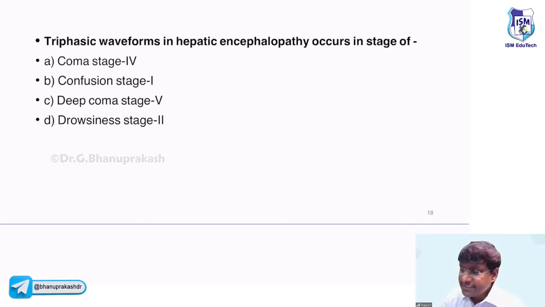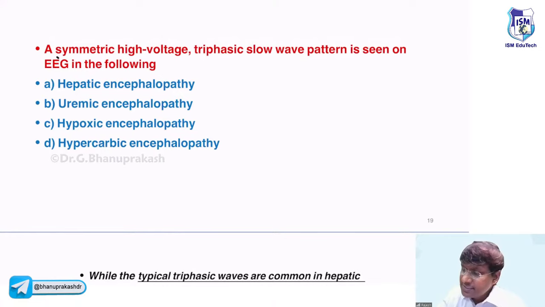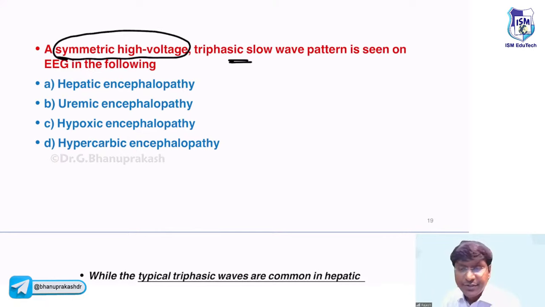Stage 4, stage 1, stage 5, or stage 2 of hepatic encephalopathy is the question that will be asked. Triphasic waveforms in hepatic encephalopathy will occur in stage 4, that is, in the stage of coma. And how is this pattern described? It is described as a symmetrical high voltage triphasic slow wave pattern. That is what you will observe in hepatic encephalopathy. All right, so that was about hepatic encephalopathy.